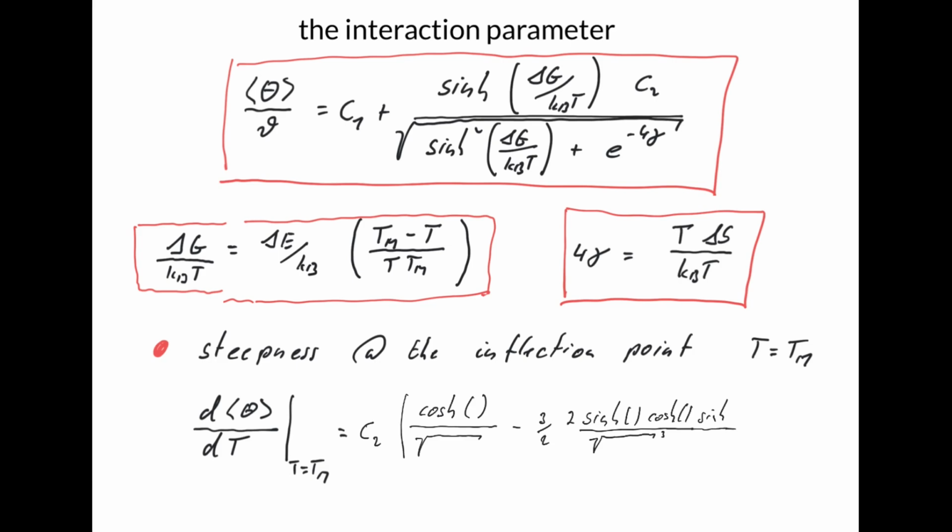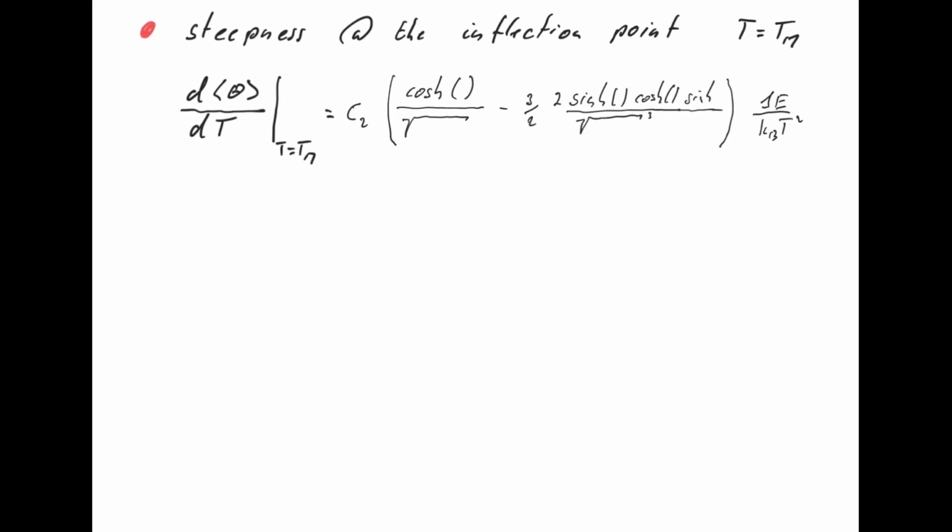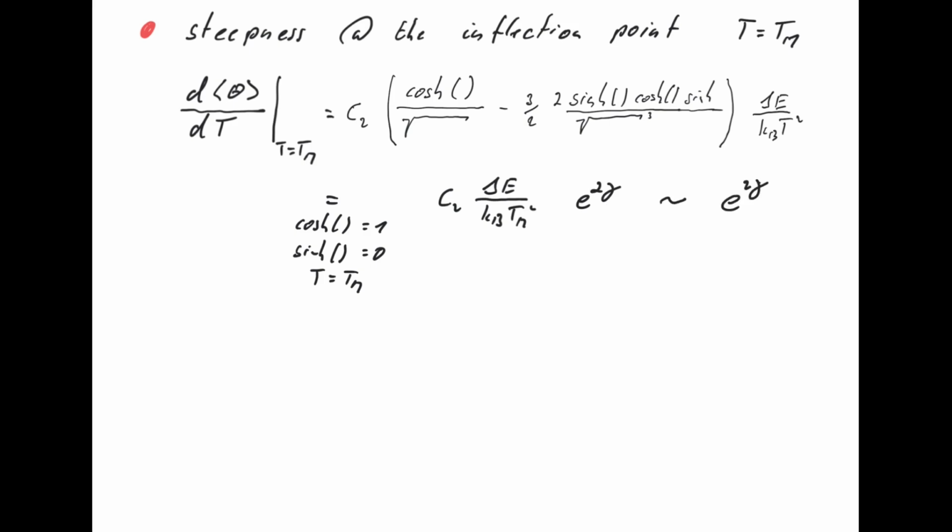Now, we're not very interested in the full functional form, but only interested in the inflection point, where the cosine hyperbolic is equal to 1, the sine hyperbolic is equal to 0, and the temperature is equal to the melting temperature. Using these relations, we obtain that the steepness at the inflection point is given by C2 times delta E divided by kB T melting squared times e to the power 2 gamma. Hence, it's proportional to e to the power 2 gamma.